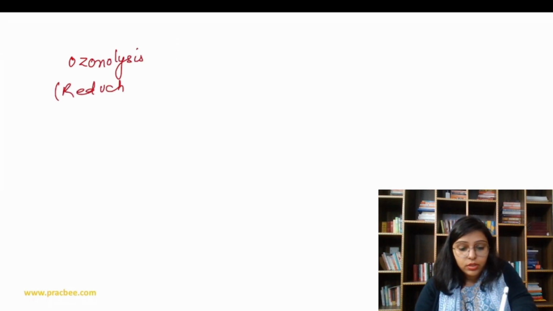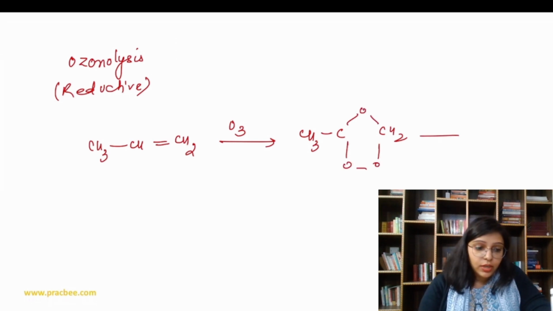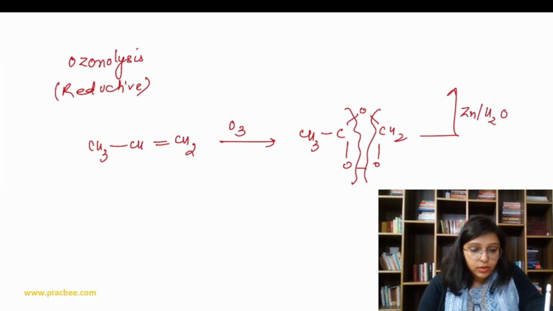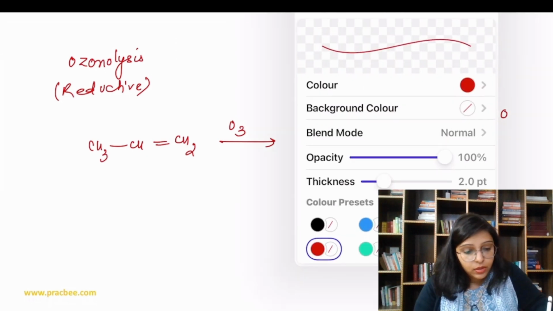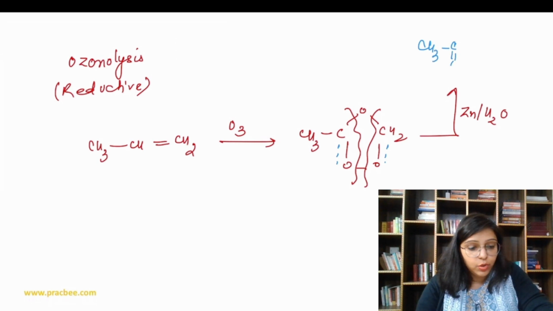Because if we say ozonolysis, we generally talk about reductive ozonolysis. If we have an alkene, on ozonolysis we have ozonide formation. Ozonide formation means we form a heart-shaped structure, and then in the presence of Zn/H2O, we break this bond. Here we form a double bond, and here we form a double bond. So here we get CH3, C double bond O, plus H, C double bond O.